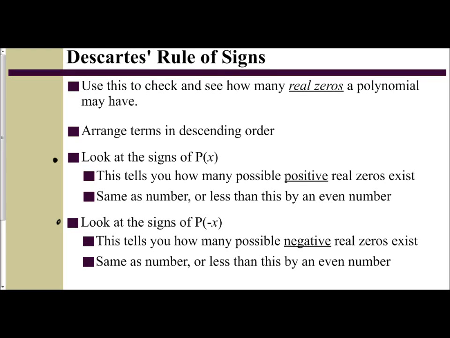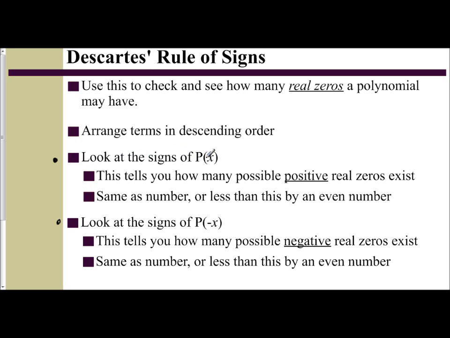In this video, we're going to look at Descartes' Rule of Signs. Now, this rule is used to check and see how many real zeros a polynomial has. And we do that by looking at the number of possible positive real zeros and the number of possible negative real zeros. Make sure your polynomial has the terms in descending order.